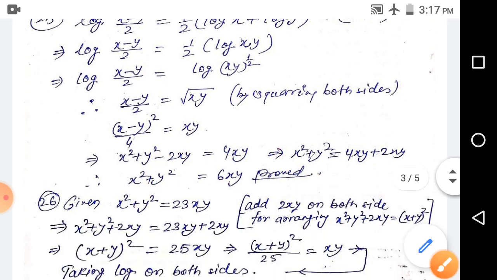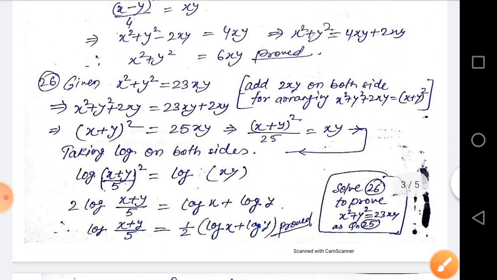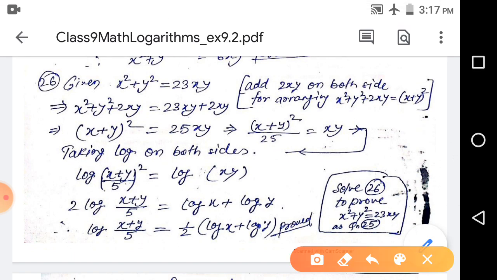Now see question number 26, which is exactly the same as question 25, but we have to solve this one. Whatever we have solved here, in question 26 we are starting with the same condition. That means here we have x square plus y square is equal to 23xy. In order to make this a complete formula, we have added 2xy on both sides. So if we add 2xy on both sides, we get this line. Then this can be replaced by using the formula with (x plus y) square.